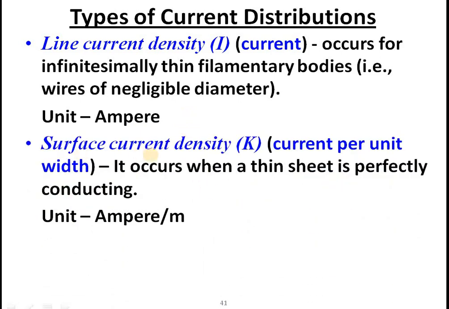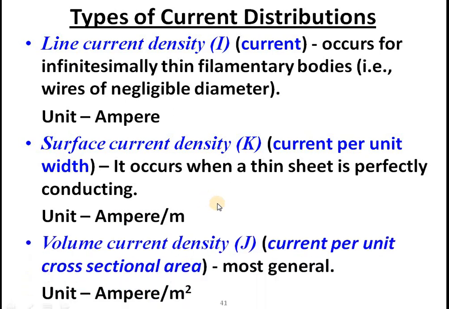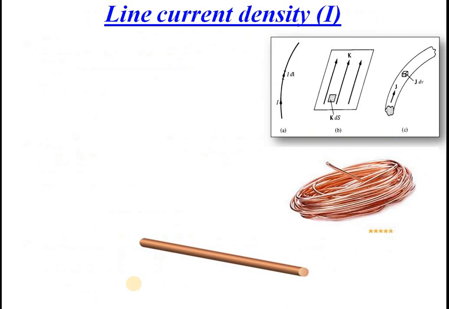And there is another current that is called surface current density. This is the current flowing through a thin surface, and it is usually measured in ampere per meter. We will talk in detail about this in later slides. And there is another current that is called volume current density. This current is flowing through a volume, and usually measured in ampere per meter square. Okay, so this way there are 3 different types of current configuration. These are relevant in different physical situations. So we must be very thorough about all the 3 different types of currents. Let's see one by one.